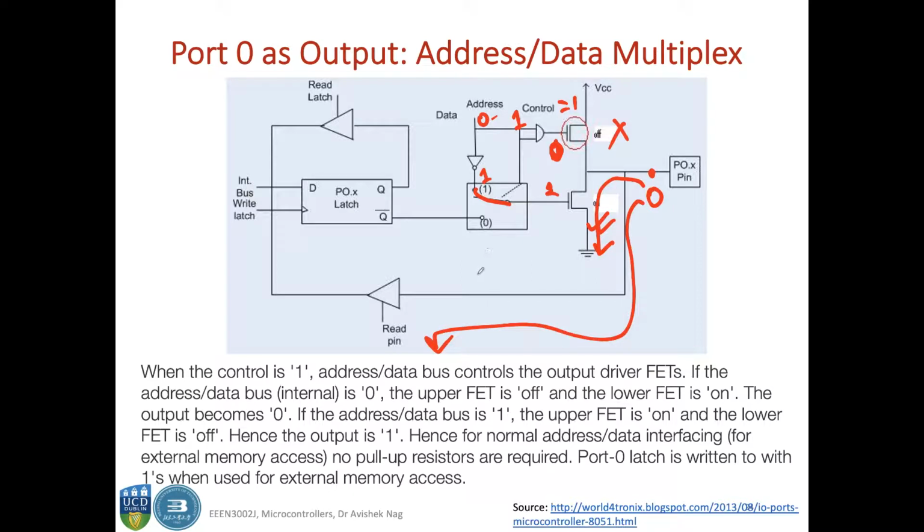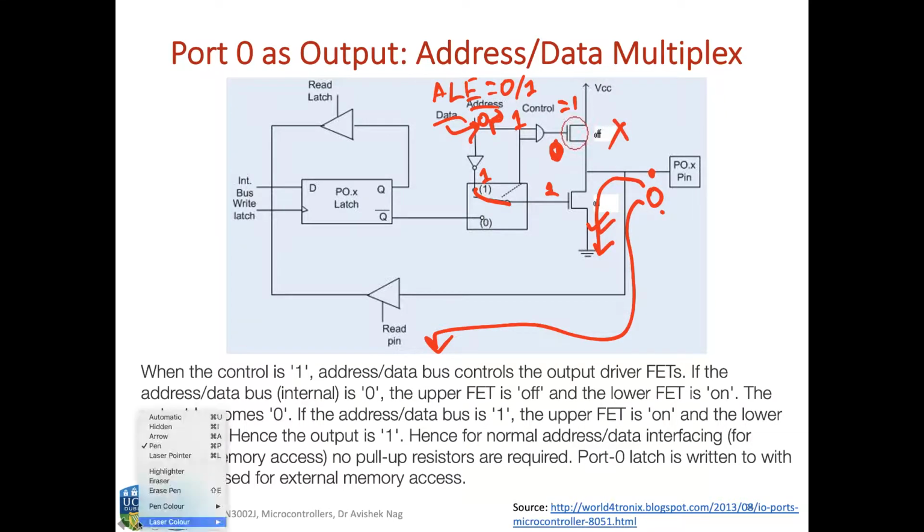Okay, and your address or data is 0 based on your ALE pin's value. Okay, if your ALE pin is 0, then it is the data that is 0. If your ALE pin is 1, then it's the address that is 0. So whatever is input here, that is read here because of this arrangement. Okay, now let's see the other case.